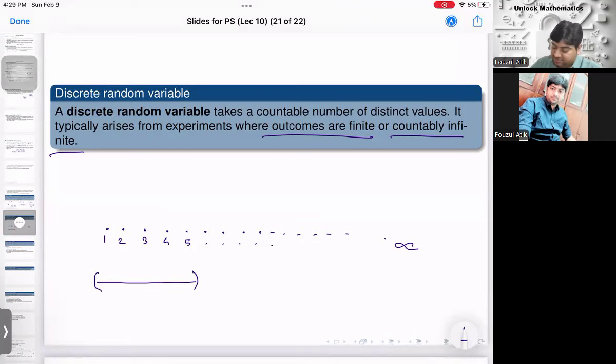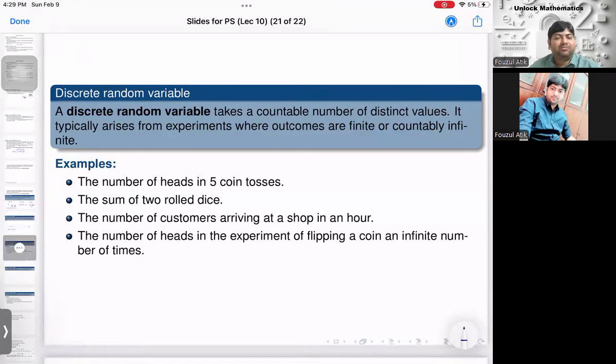We'll discuss some of these experiments. The examples are the number of heads in 5 coin tosses. The experiment is tossing 5 coins and the random variable is the number of heads. That random variable can take the value 0, that is no heads, or 1, or 2, or 3, up to 5. The sum of two rolled dice is another event we have already discussed. So x can take the values 2, 3, 4, up to 12.